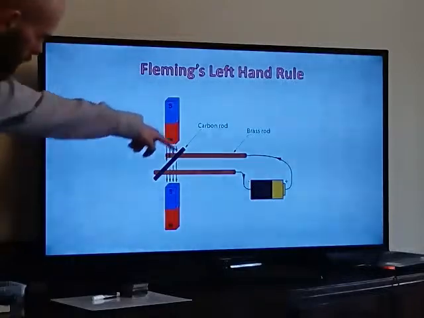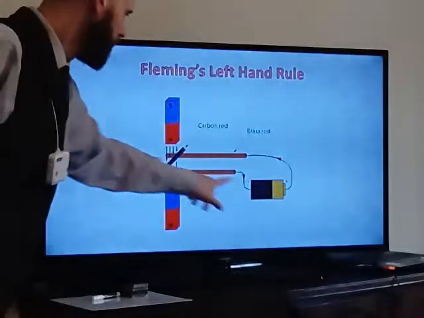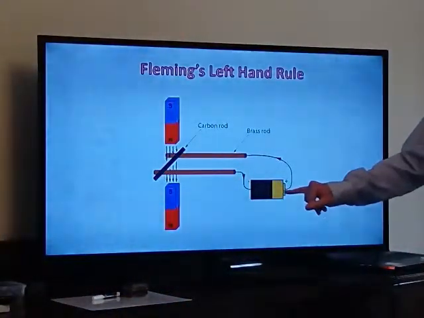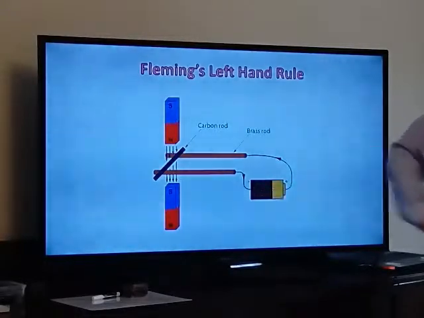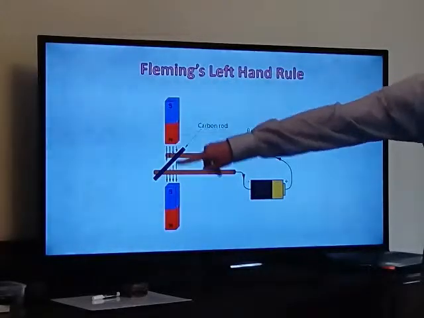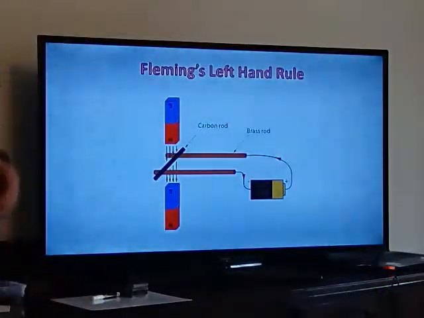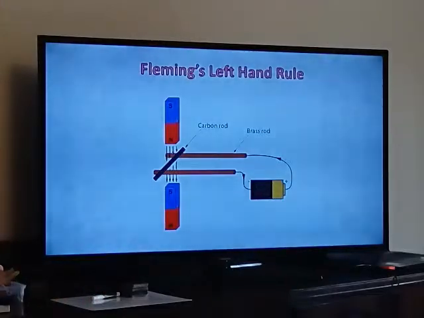So we have a carbon rod on two rails that are made of brass. We have a battery, so there's a circuit pictured here. And if you see, the battery has, I'm just going to walk to this side of the screen, the battery has its positive terminal here. Its negative terminal is here. And we have a north side of a magnet here and a south side of a magnet here. That should be enough information for us to know in what direction that carbon rod will roll. And I'm going to ask someone else, again, hopefully someone in the room. Harry.